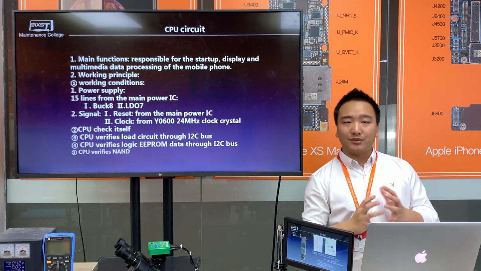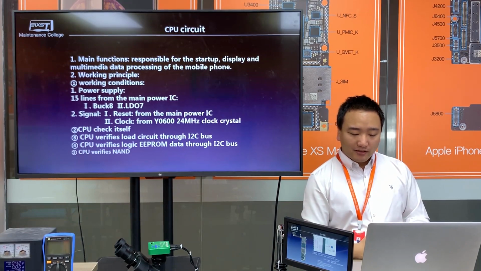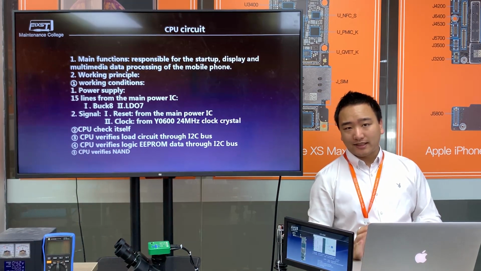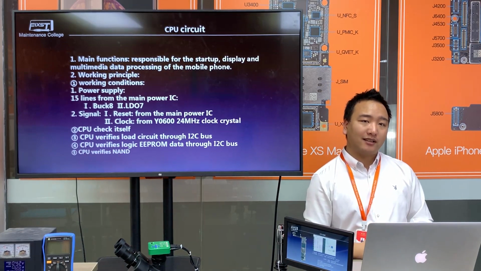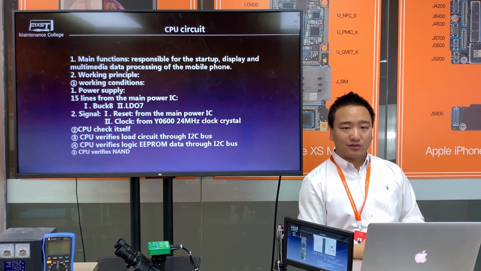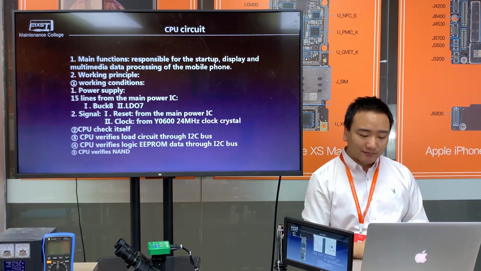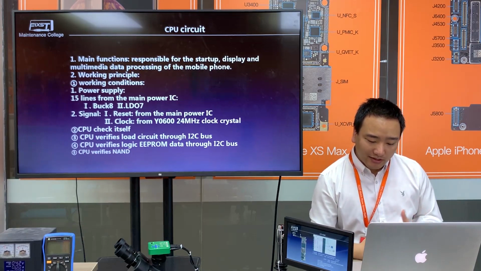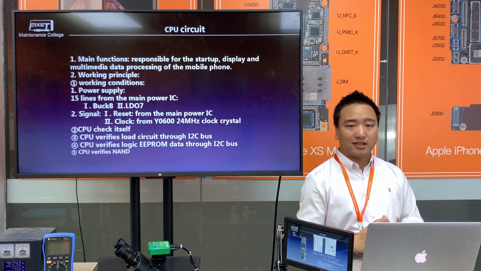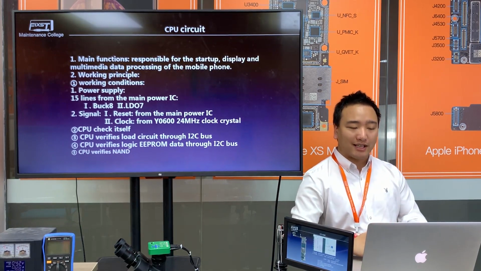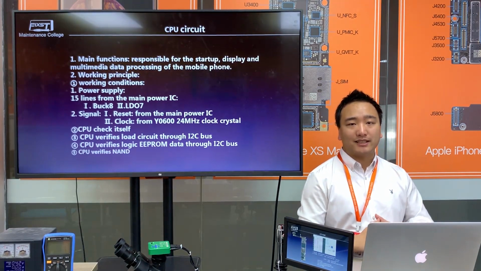Okay, when the CPU gets the power and the signals, the clock signal and the reset signal, and all is okay, it will start to work. We talked before that when the CPU starts working, the first thing is to check itself to see if it is okay or not. After it checks that the CPU itself is okay, it will do the next step. The CPU will check the local circuit through the I2C bus, the I2C line.